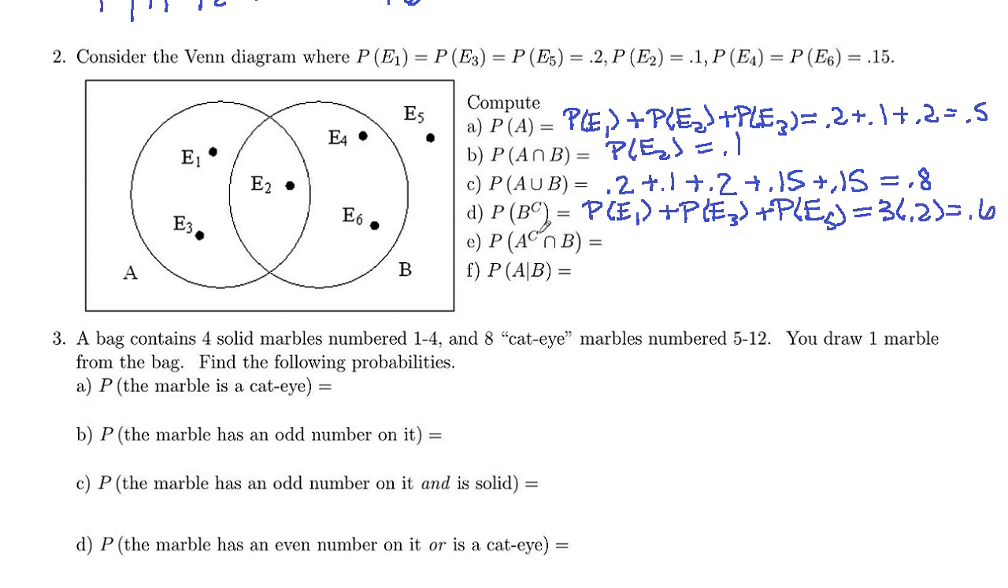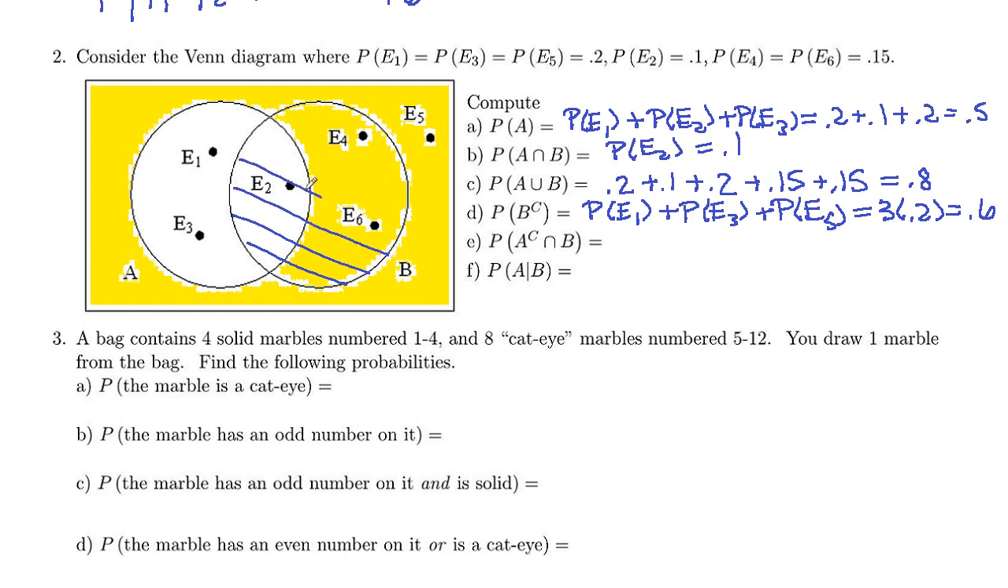And then A complement intersect B. So you're not in A. So inside A is this here. So not A is outside A, which is that and that. That's the part that's outside A. And we want to be inside of B. So if you're inside of B, that's going to mean that you're in the right circle. And then the intersection is going to be both the yellow and the shading, which is going to be E4 and E6.